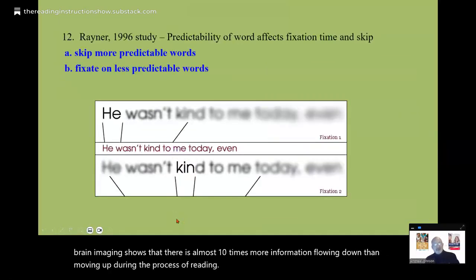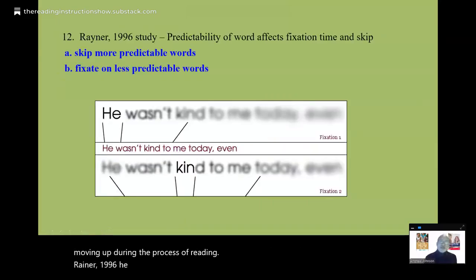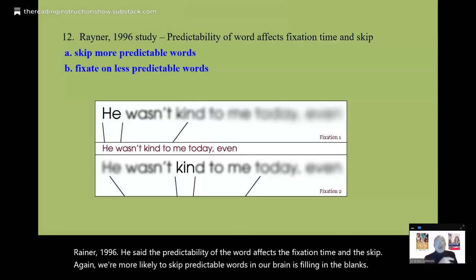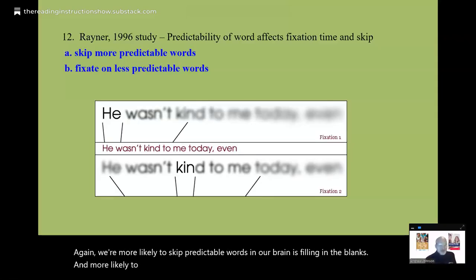Rayner, 1996, said the predictability of the word affects the fixation time and the skip. Again, we're more likely to skip predictable words, and our brain is filling in the blanks, and more likely to fixate on less predictable words.